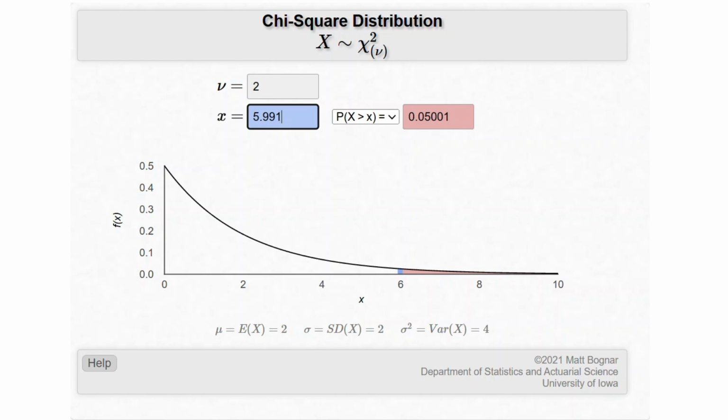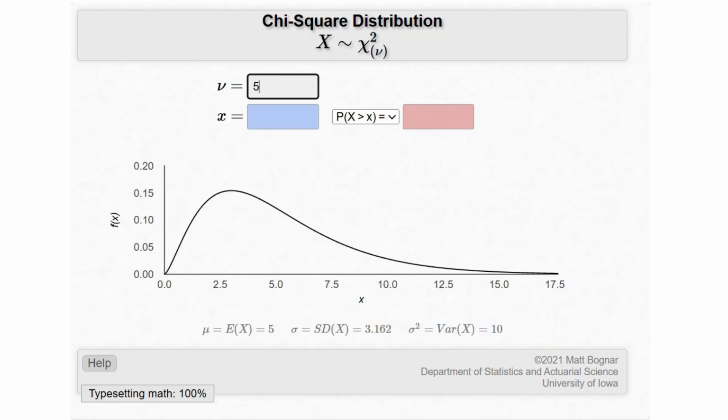Let me put 5 in here again, and I'm going to put in the value 11.07, and again it says 0.05. So whereas before we had to get a calculated value of chi-square that was greater than 5.99, now when the table is larger, has 5 degrees of freedom, we have to be all the way out here at about 11.07 to return 0.05 to the right.